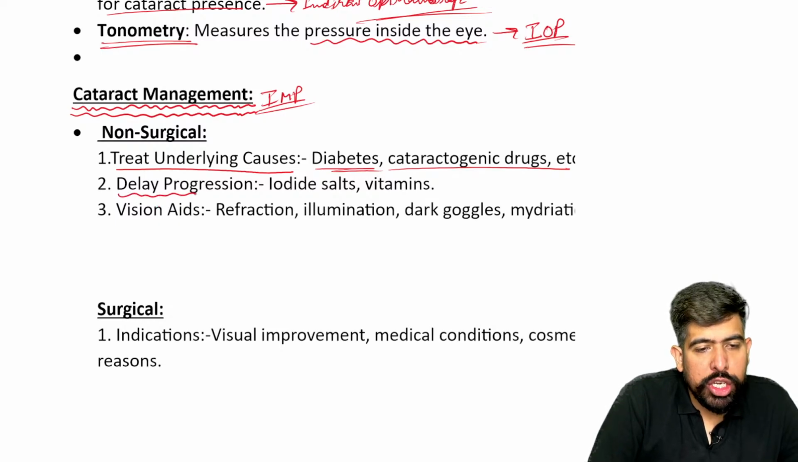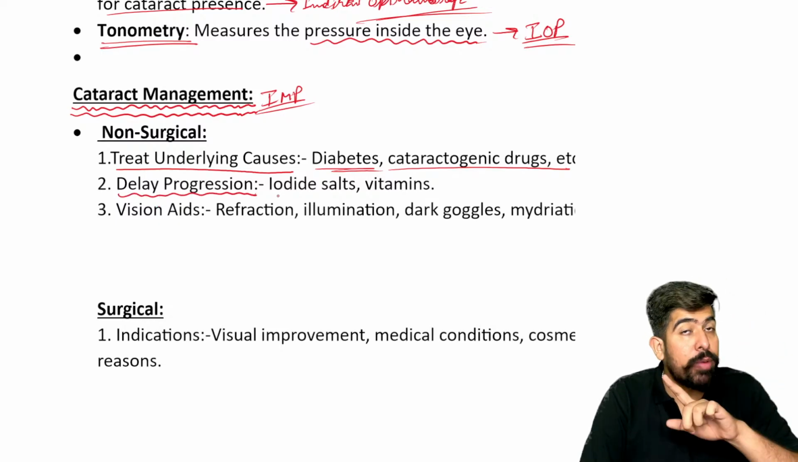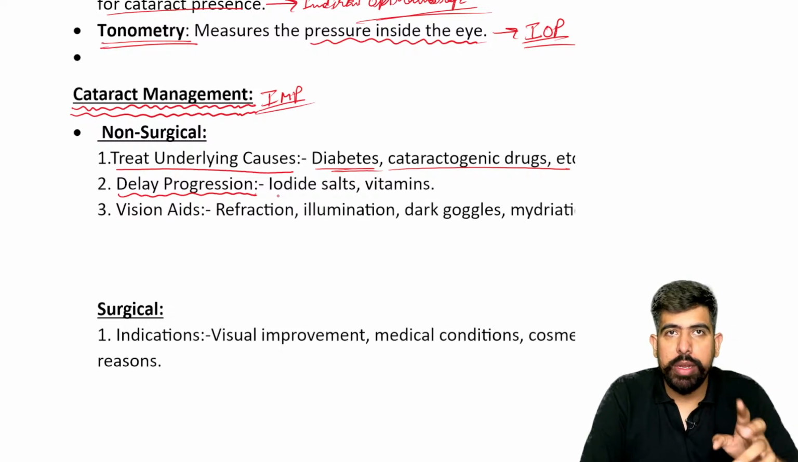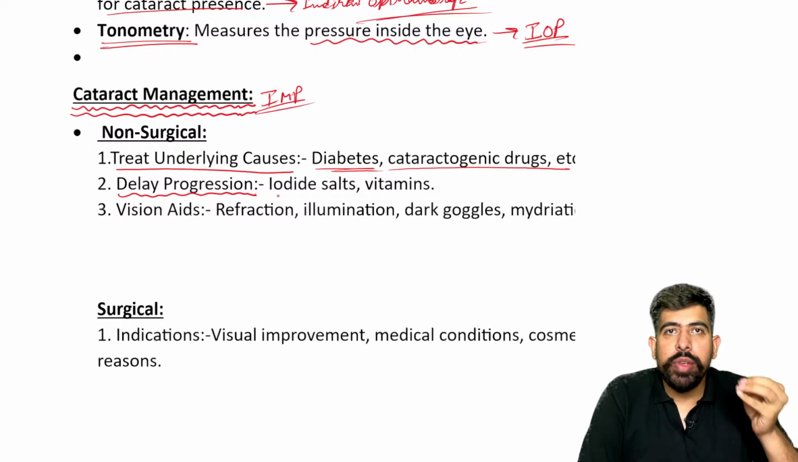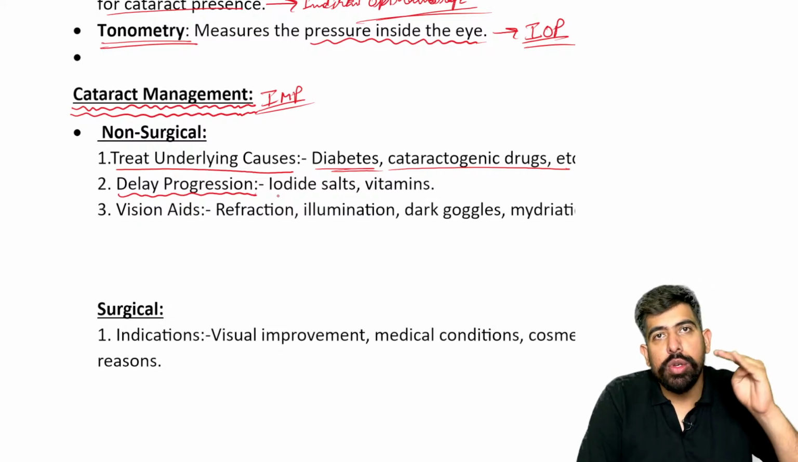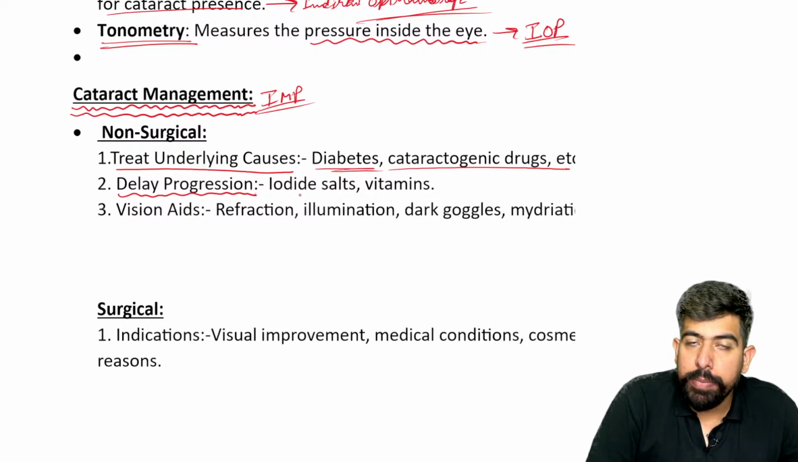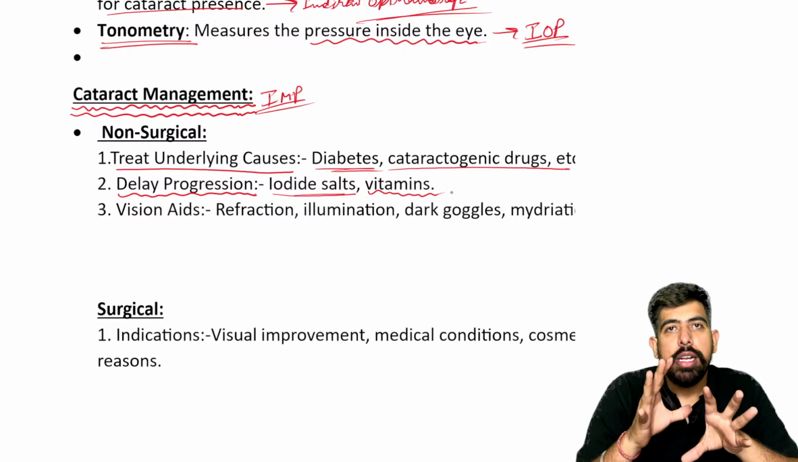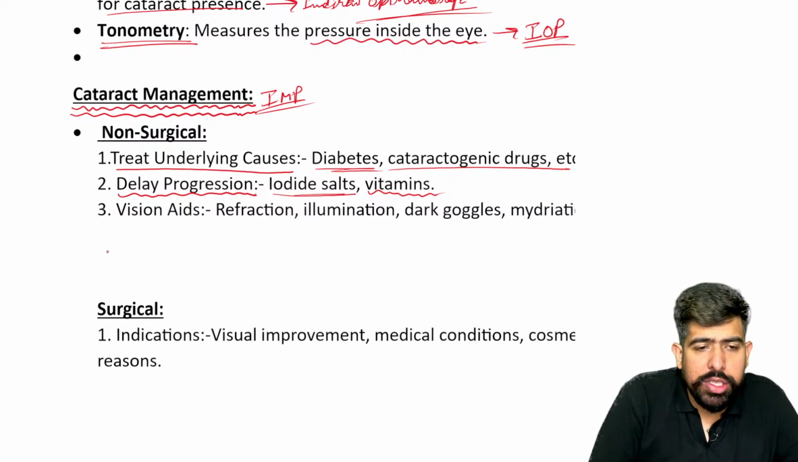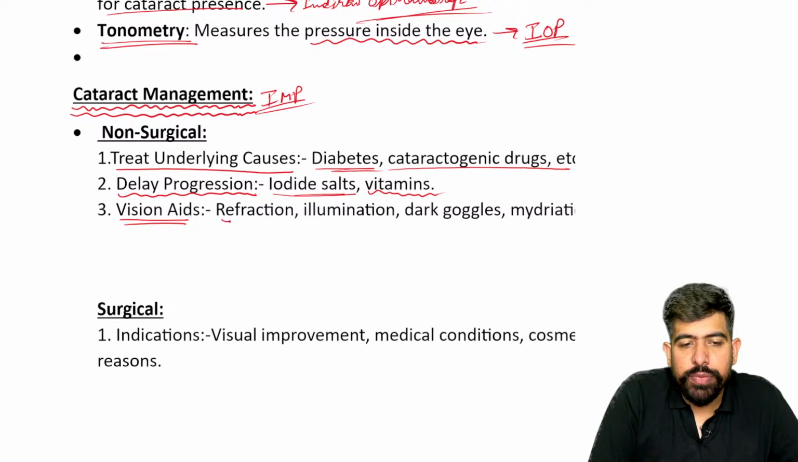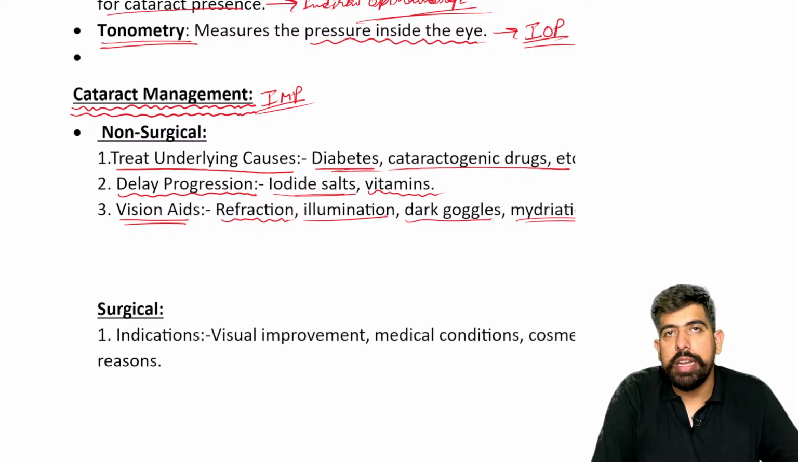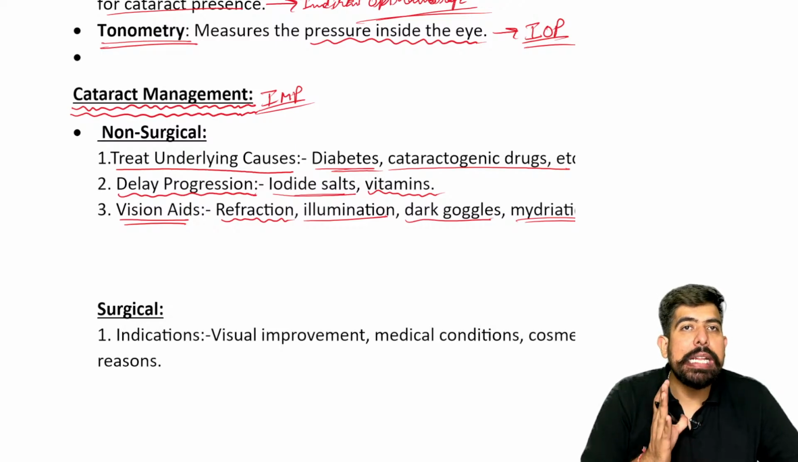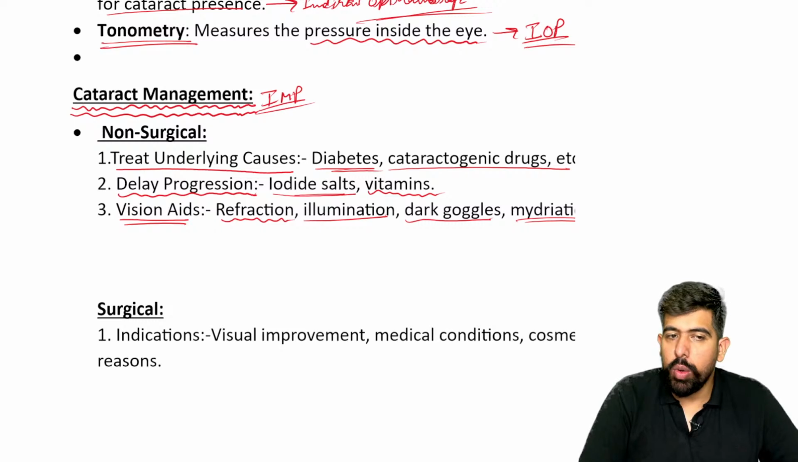Also, we can delay the progression. I'm not saying that we can cure it. If it has started, we can delay the progression so that it slowly progresses. We can give iodine salts or multivitamins that can suppress its progression. Also, some vision aids can be given to this patient, for refraction or illumination, or dark goggles, or mydriatic drugs, to help this patient with the cataract. Okay, this is just for the management.